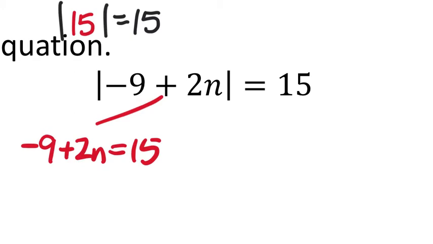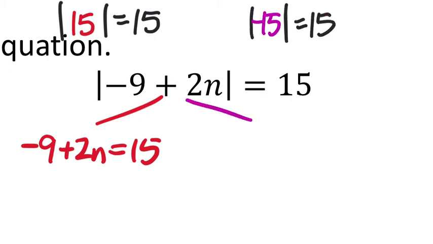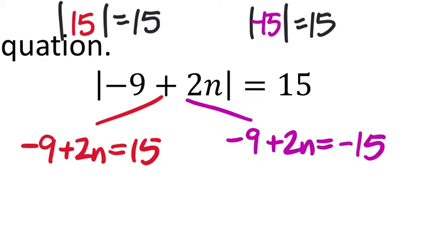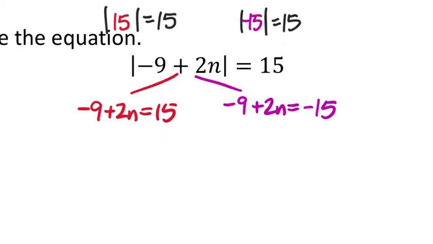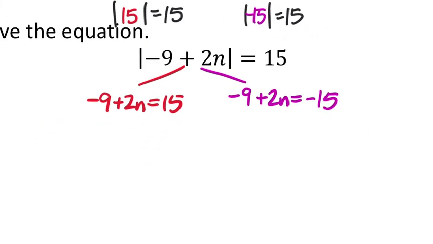But if I can just make that absolute value, the -9 plus 2n, if I can just make it -15, then I will still get a true statement, okay? So I end up with these two equations right here, -9 plus 2n. If I could just change it into a -15, like this, I will end up with a true statement like this, okay? So that gives me the two equations that I need to solve. And so let's go and start solving.